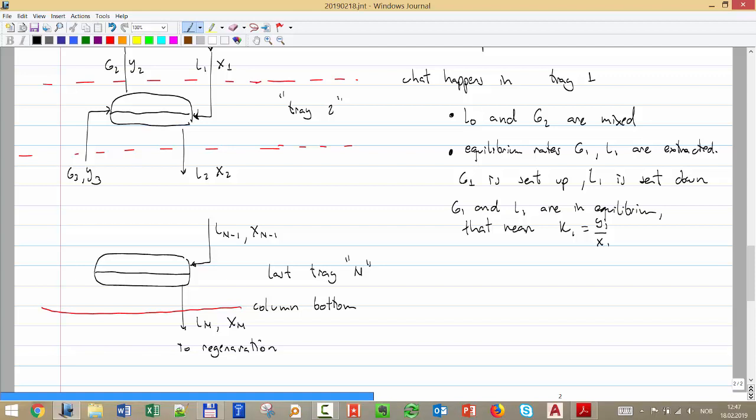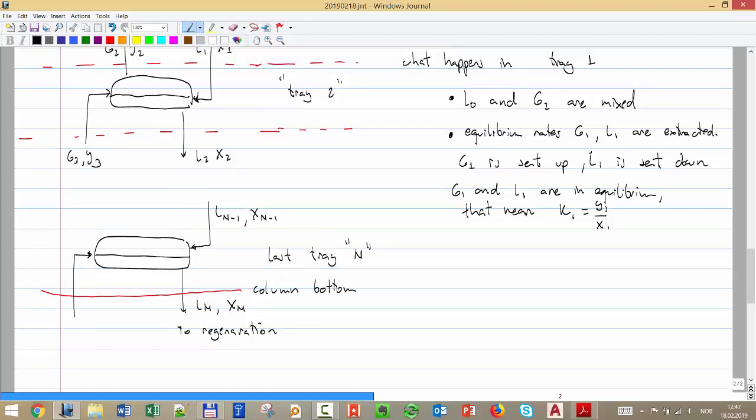I have gas coming in. The gas leaving up was G N and Y N, because it's leaving that stage. The gas that is coming into that stage, that comes from the separation, I have to call G N plus 1 and Y N plus 1. Because there is no stage here, there is something below, that is from the separation process.